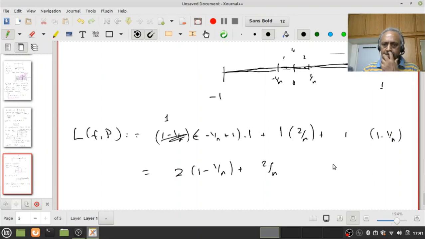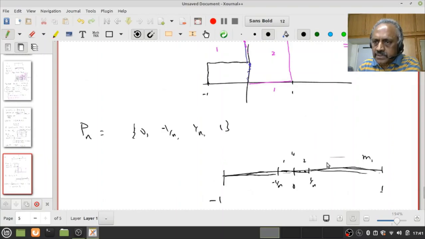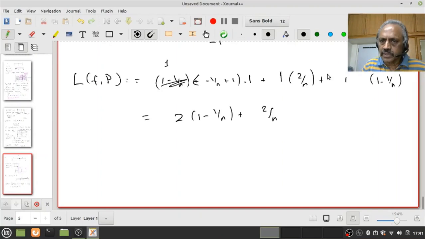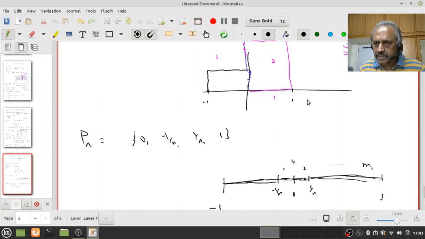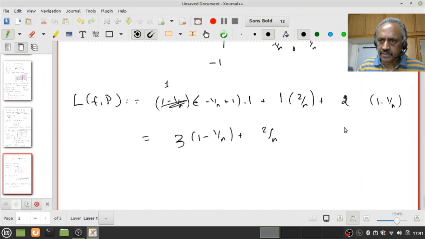Sorry, here the function is 2, sorry, yeah, the function is 2. I should have said this 2. So this is 3. Yeah, 1 plus 2 into, are you following? Because what is the mi here? The value for this after 0, for x positive up to 1, the value is 2. So I wrongly wrote 1. Okay, right. Therefore, it's 2 into 1 minus 1 by n. Yeah? Have you understood? Okay.